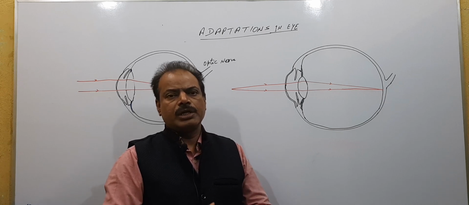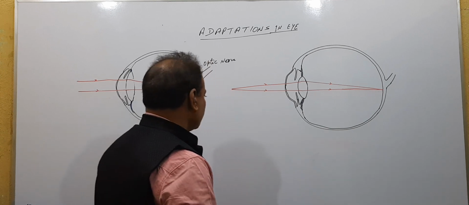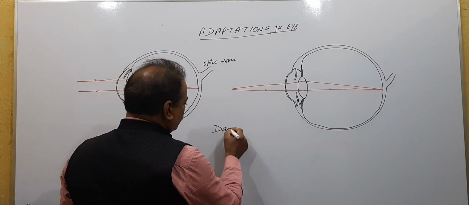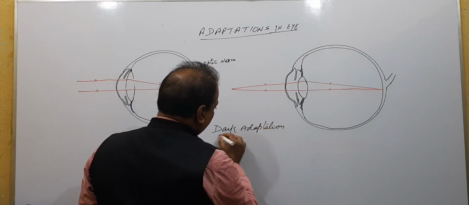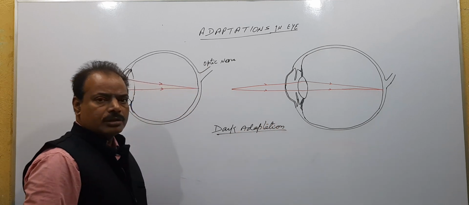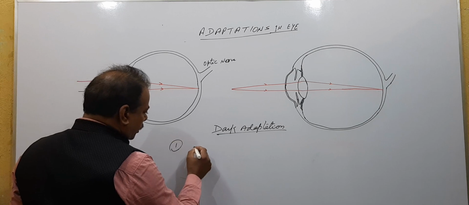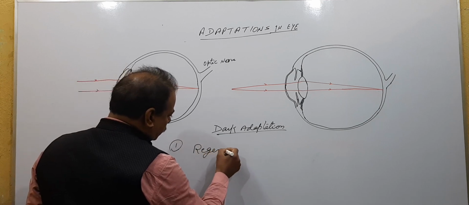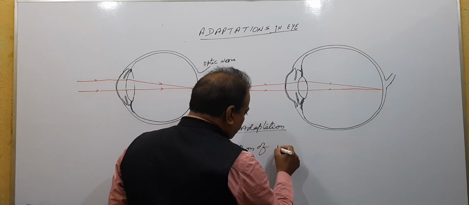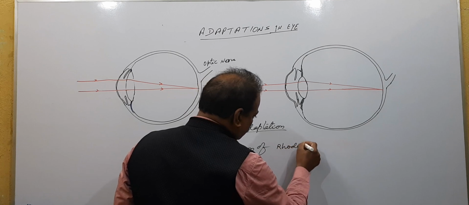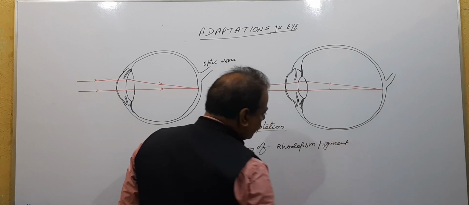So this is known as dark adaptation. Dark adaptation includes 2 changes in our eye. First is regeneration of rhodopsin pigment, which is also known as visual purple.